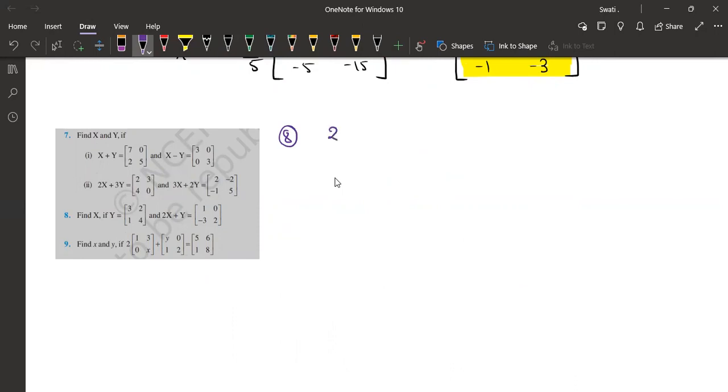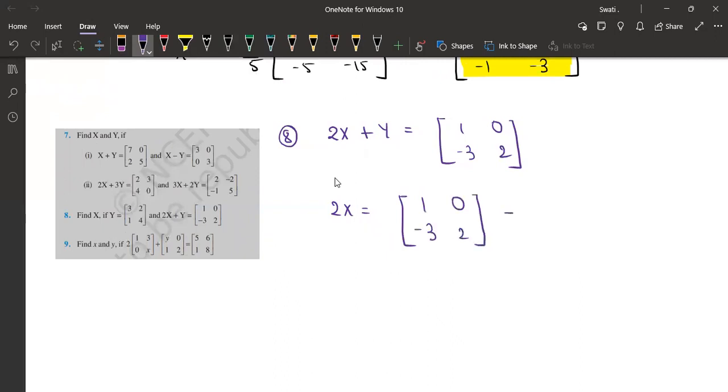We need to find out the value of x, but we are given 2x plus y equals 1, 0, negative 3, 2, right? So what I'm going to do is I'm simply going to shift the y to the other side. It is 1, 0, negative 3, 2, and plus y, if you shift to the other side, it will become minus y. But instead of y, we already have the value of y, that is 3, 2, 1, 4. So let's write down 3, 2, 1, 4. And we are done almost.